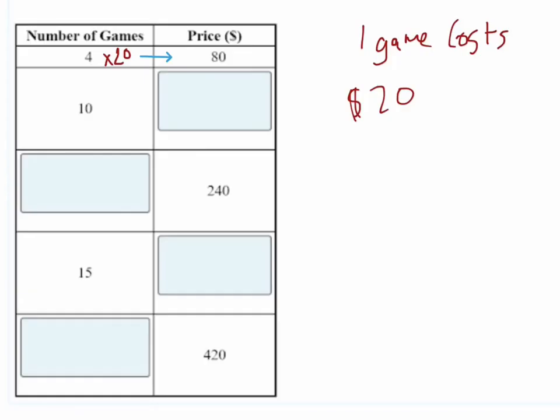You're going to be multiplying when you're going this way. And guess what? When you go the opposite way, you're going to divide. And that's basically all of them on this one. So on the top, it'll say what to do. So it'll say price for 10 games. So that's how you're going to do that.